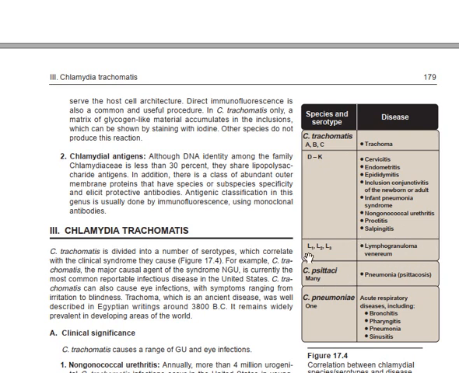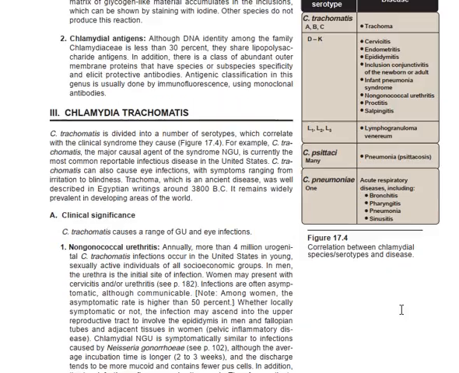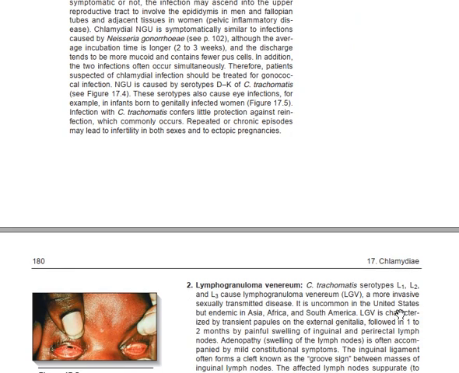Now we have Chlamydia psittaci. We have many serotypes, and they result in psittacosis, which is a form of pneumonia. And then the last one is Chlamydia pneumoniae. There is only one serotype of Chlamydia pneumoniae, and it is associated with acute respiratory disease, which includes bronchitis, pharyngitis, pneumonia, and sinusitis.